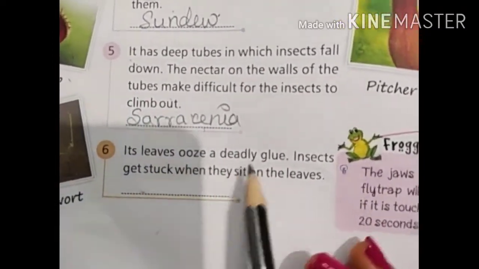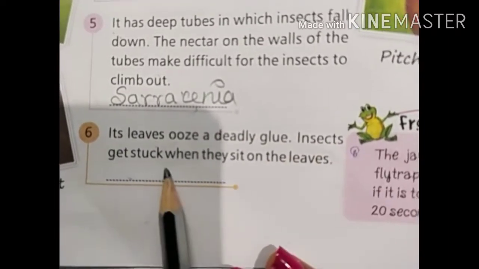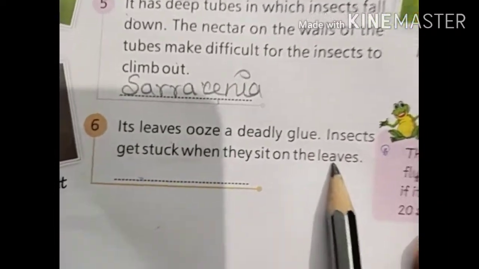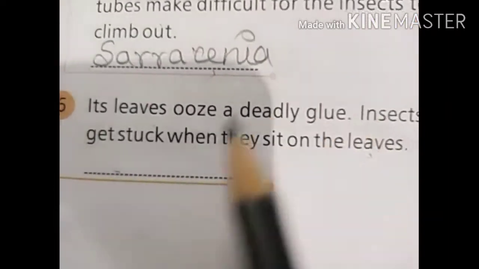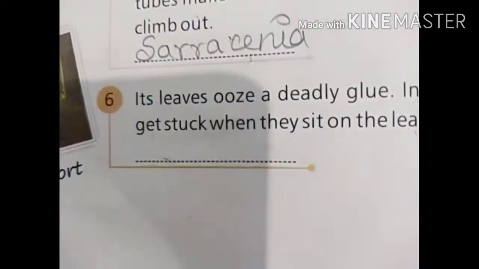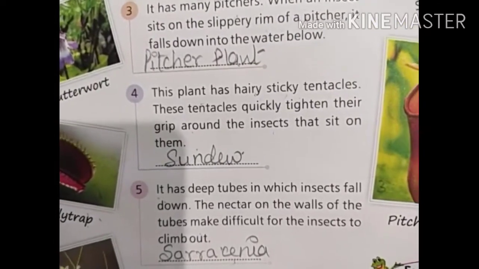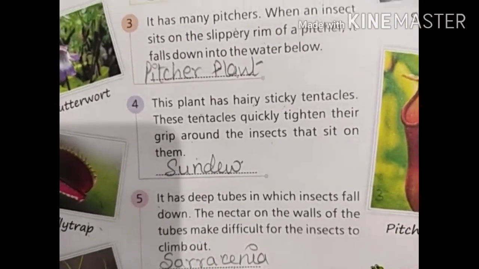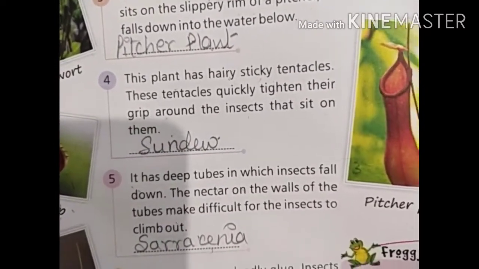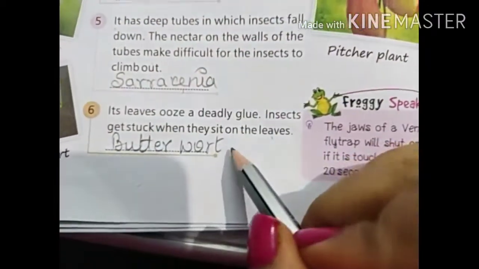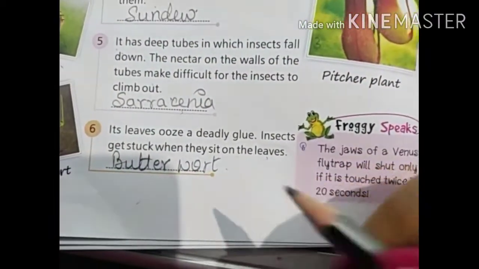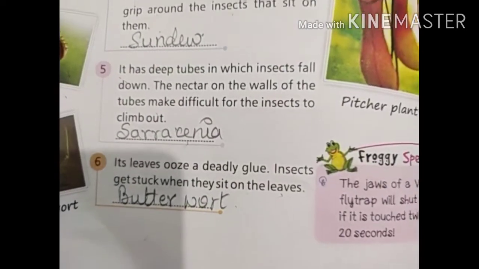Its leaves ooze a deadly glue. Insects get stuck when they sit on the leaves. So this is the answer number 6. The answer number 6 is butterwort. Butterwort. Okay. So ooze, the meaning of ooze.